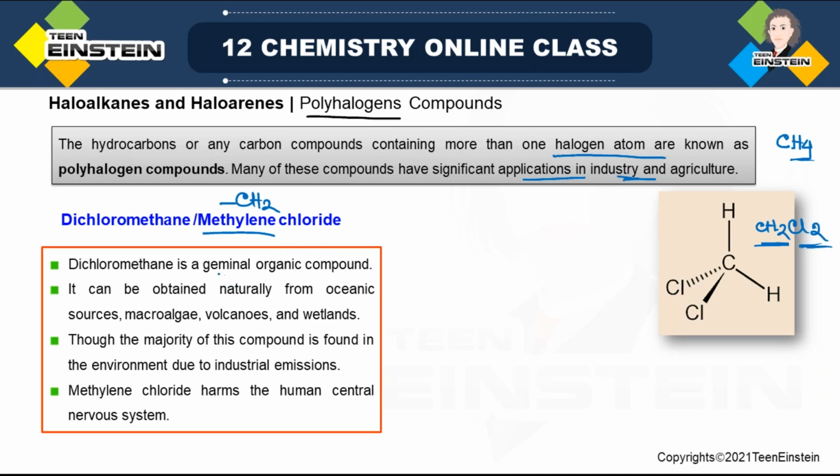So this molecule is a geminal organic compound because both chlorines are attached to the same carbon. Remember, in the last question we discussed geminal alcohol, but now it is geminal because the same group is attached to the same carbon. How can we make it? Naturally, it can be obtained from oceanic sources, macroalgae, volcanoes, wetlands. Though the majority of this compound found in the environment is due to industrial emission. Okay, it harms the human central nervous system. So this industrial emission by which this is produced is not at all desirable.